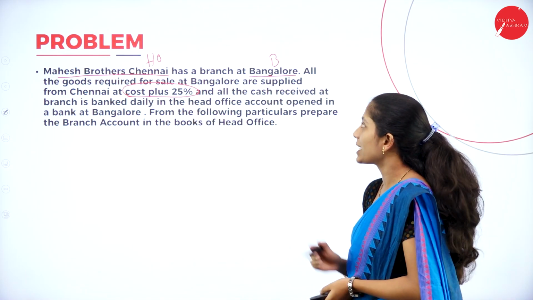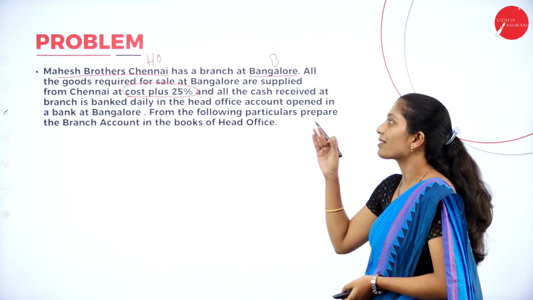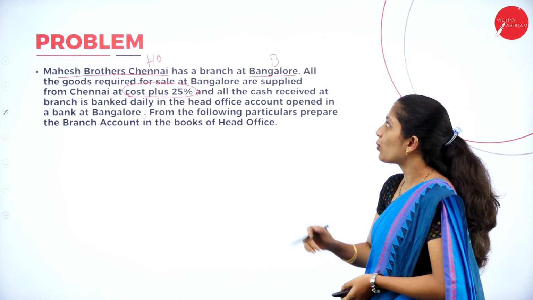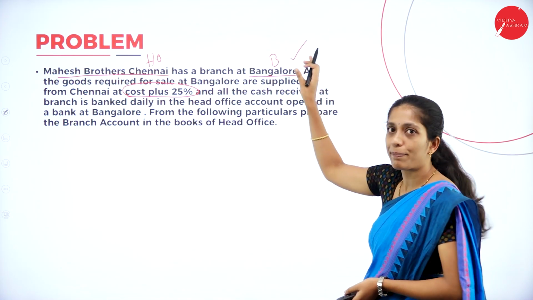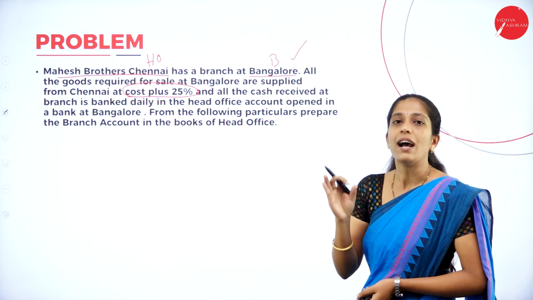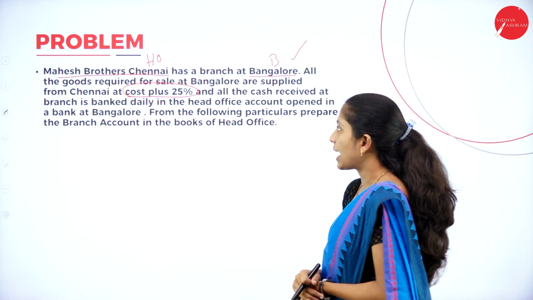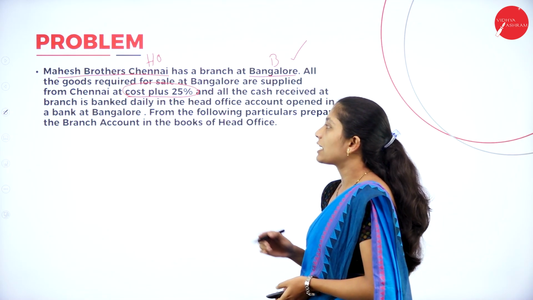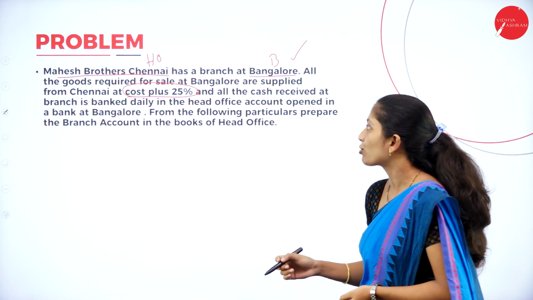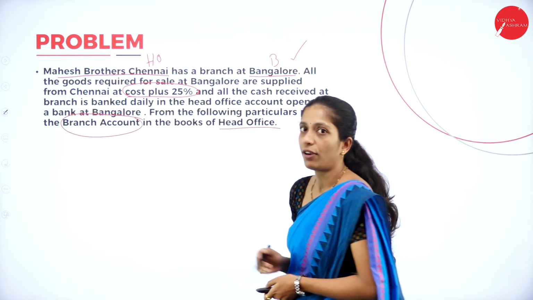Cost plus 25%, and all the cash received at the branch is banked daily in the head office. So whatever cash is received at the branch has to be immediately credited to the head office account. From the following particulars, prepare the branch account in the books of head office.